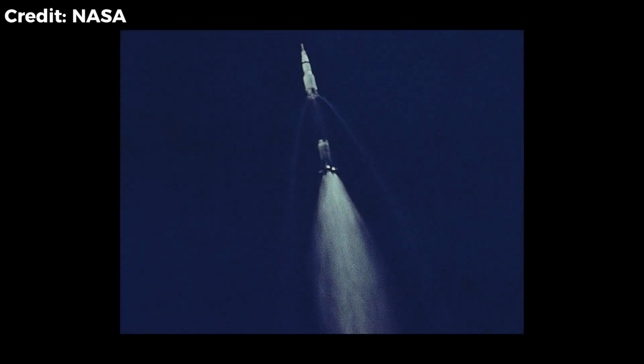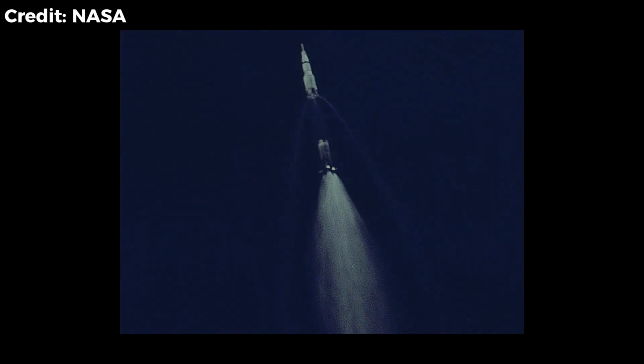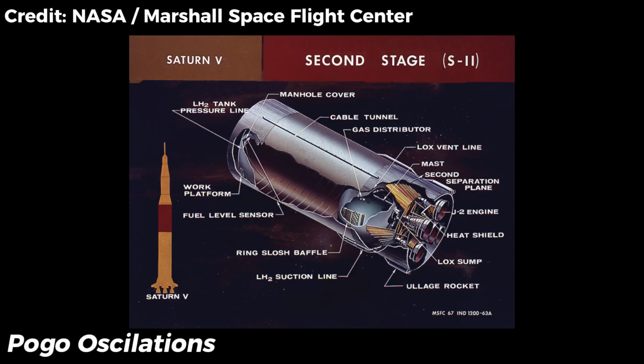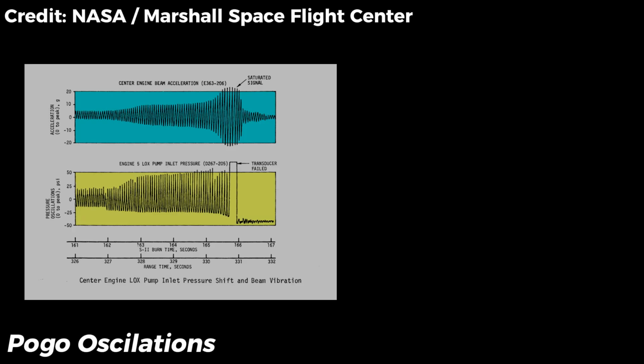And once the rocket was launched, two separate issues were about to occur. Pogo oscillations, 4 minutes and 20 seconds after launch. The oxygen tank incident, 55 hours and 54 minutes into flight. The first issue was an unexpected anomaly when the second stage center engine shut down 2 minutes earlier than planned because of severe pogo oscillations.